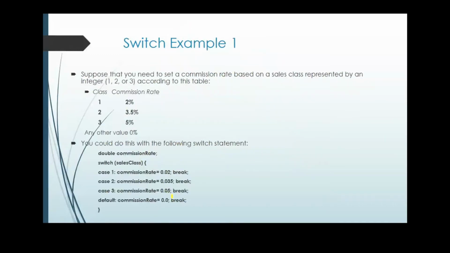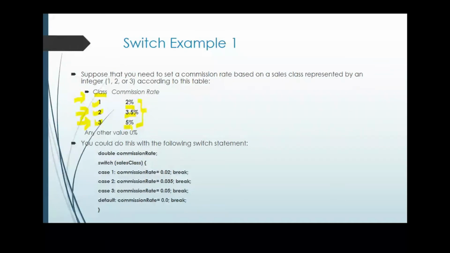Now moving on, we have here our first example. Suppose that you have a class and inside that class you have numbers or integers 1, 2, and 3. And each of these classes has a commission rate. If the class, or that particular level or group, is equal to 1, then you have a commission rate of 2%. If it's 2, then 3.5%. If it's equal to 3, then it's 5%.